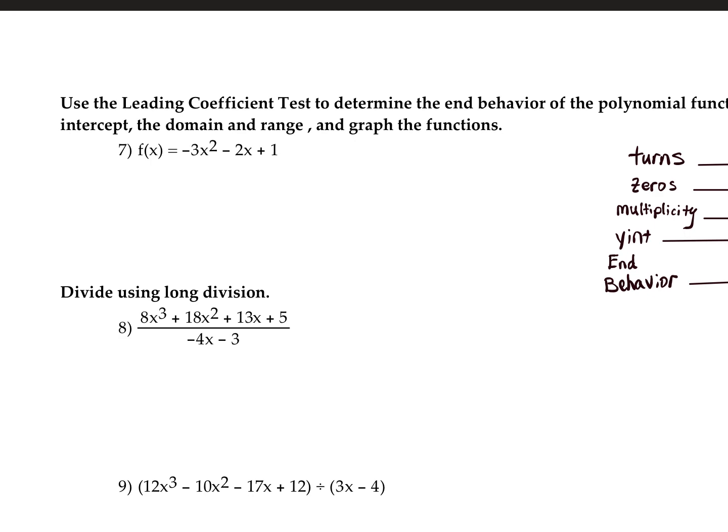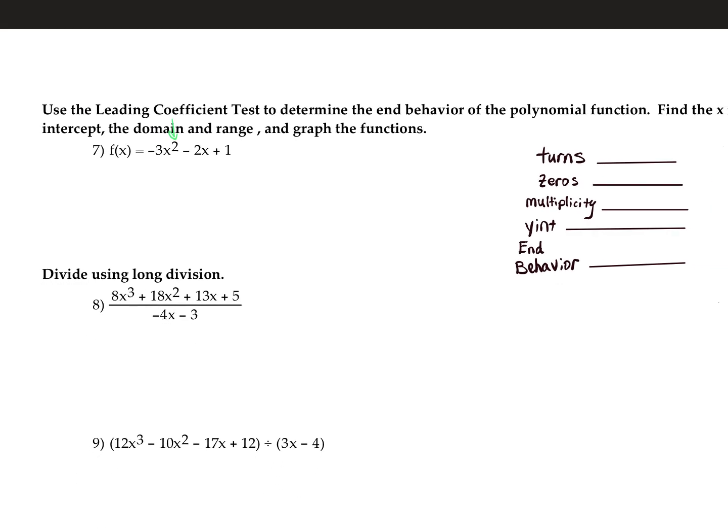All right, for number 7, our highest degree is 2. So that means turns would be 2 minus 1, which is 1. We can also find the end behavior. So since our degree is 2, it is even. So that means they go in the same direction. And our leading coefficient is negative. So they're going to go down and down. So we would say falls left and right.